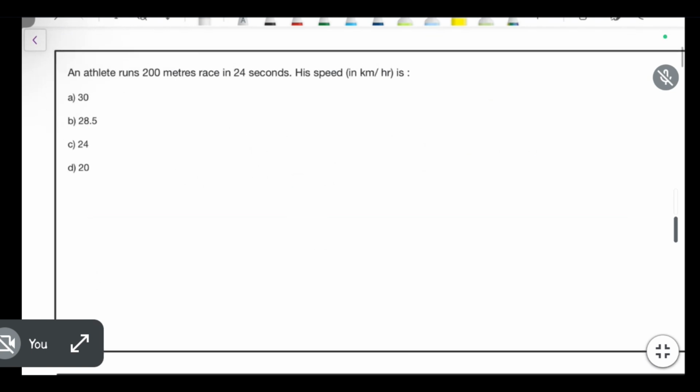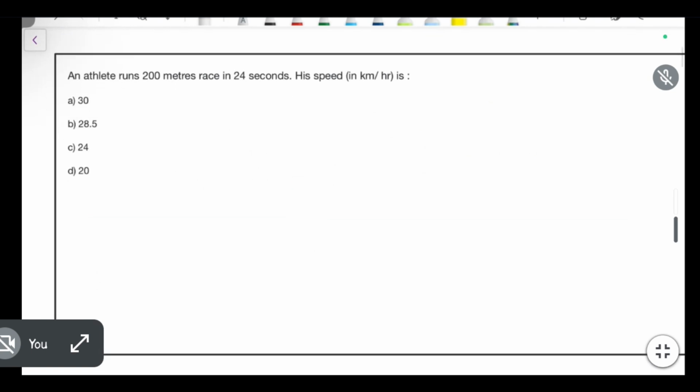An athlete runs a 200-meter race in 24 seconds. That means it's a 200-meter race, and in 24 seconds we are asked to find his speed. But remember, we are asked to find it in terms of kilometer per hour. So number one thing, meter means distance, given as 200, and second means time, 24 seconds.